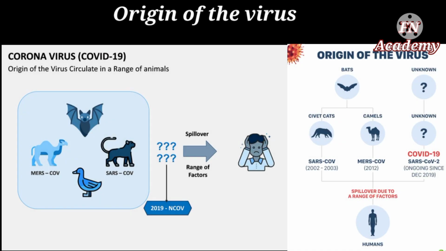So where did this new virus come from? It's known that coronaviruses circulate in a range of animals. Sometimes these viruses can jump from animals to humans. This is called a spillover and could be due to a range of factors such as mutations in the virus or increased contact between humans and animals. For example, MERS-CoV is known to be transmitted from camels and SARS-CoV from civet cats. And the animal reservoir of the new coronavirus is not yet known.